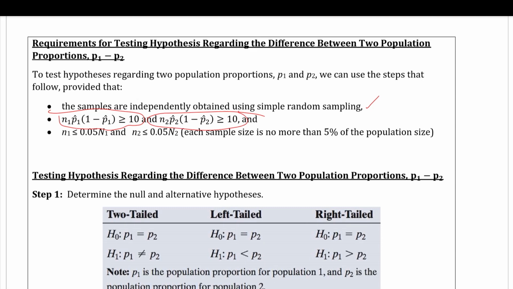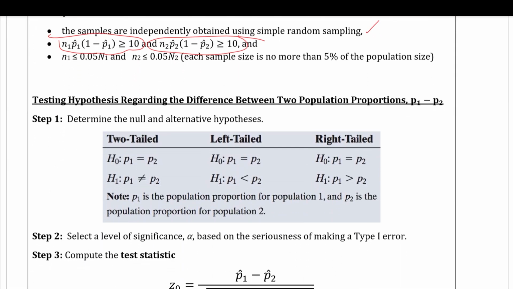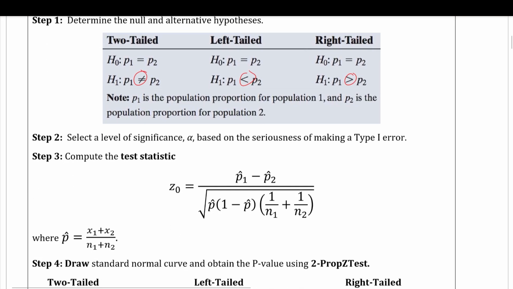And what does step 1 look like? Step 1 is always a hypothesis statement. The null hypothesis always has equality. In this case, it would be that p1 is equal to p2. A two-tailed test would be not equal to. A left-tailed test would be less than. A right-tailed test would be greater than, just like usual. Step 2 is just identifying the level of significance, alpha.